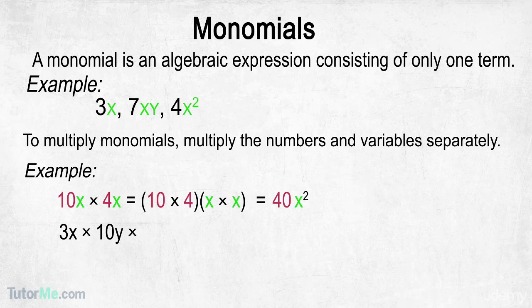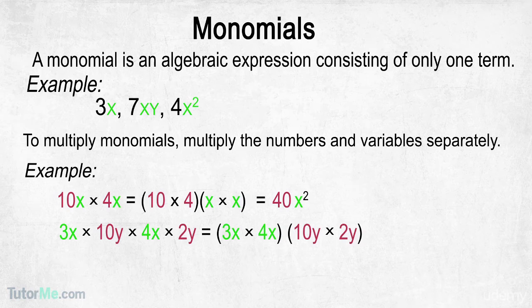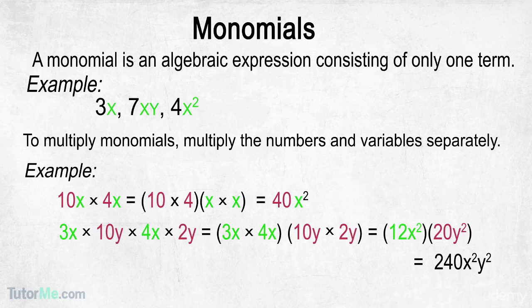3x times 10y times 4x times 2y. Like we did when we were adding monomials, we'll want to separate the similar terms. So we'll rewrite this so the x's are together and the y's are together. So it'll look like this: 3x times 4x times 10y times 2y. This multiplies out to 12x squared times 20y squared. Then you can multiply the coefficients, 12 times 20, to get 240x squared y squared. Dividing monomials works very much the same way.